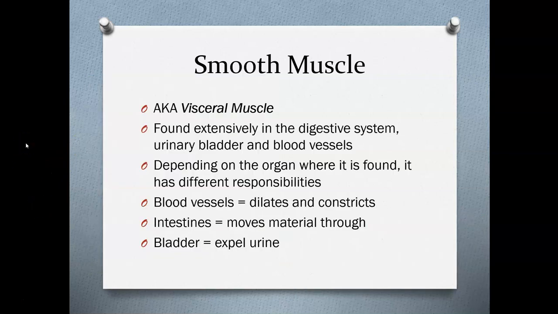Smooth muscle, also known as visceral muscle. This is what we find in the digestive system, the urinary bladder, and blood vessels. It does have different responsibilities depending on what organ it's in. In blood vessels, the smooth muscle there is responsible to dilate or constrict the diameter of the vessel itself, making it either larger in diameter or smaller in diameter.